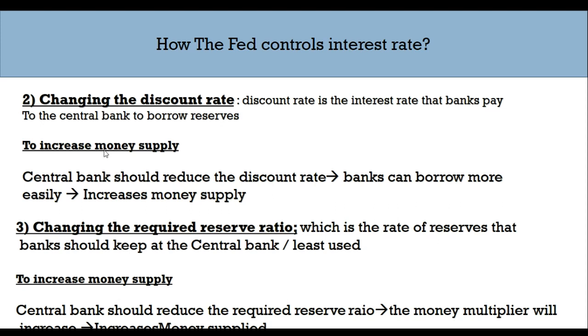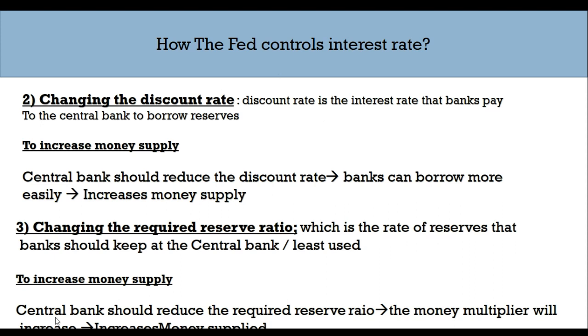So here we have an example to increase the money supply. The central bank should reduce the discount rate, as we said. This will lead banks to borrow more easily, and this will increase the money supply. And also the opposite: if the central bank wants to decrease the money supply, it will increase the discount rate, and this will make banks borrow less, and this will decrease the money supply.